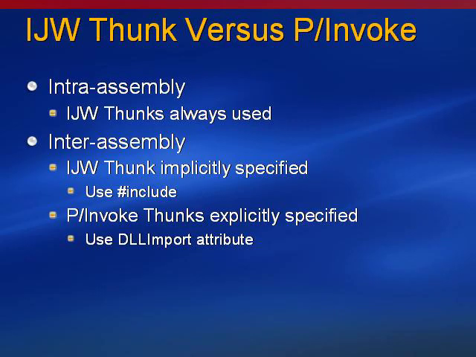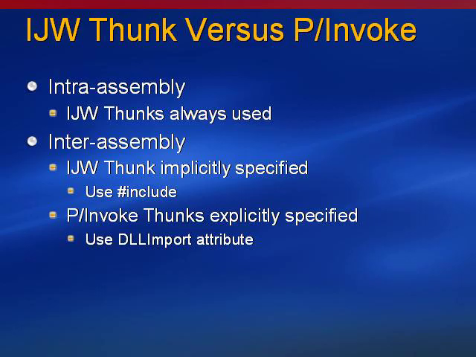So when is one used versus the other? Well, in 2003 in Whidbey, if you're doing the /CLR compile, whenever you're calling intra-assembly, IGW thunks are always used. So if you've got a native implementation here and you've got a managed caller and you try to call into your native target and you're in the same assembly, you're always going to use an IGW thunk. You're not going to have one of these proper P/Invokes with the full implementation map.